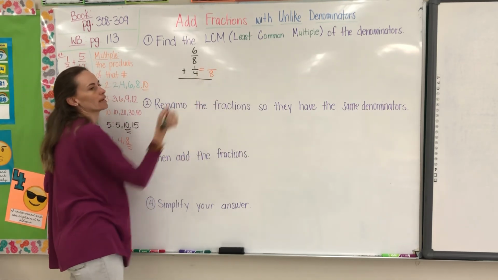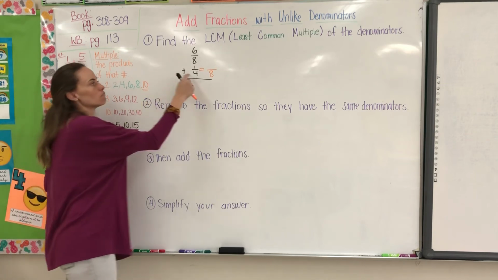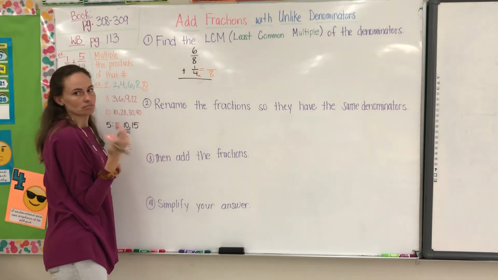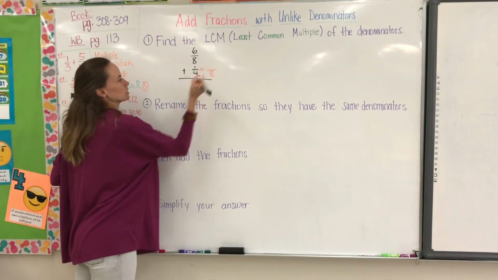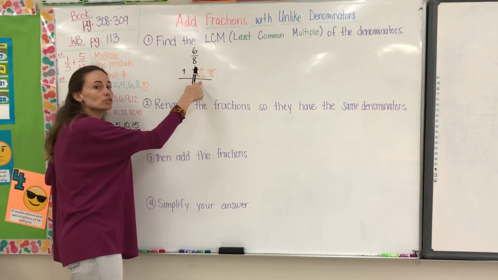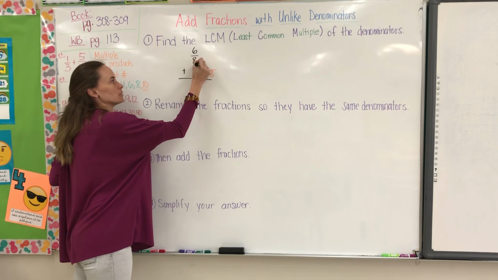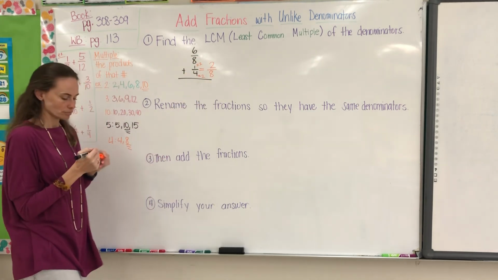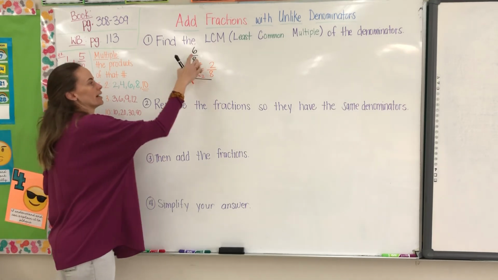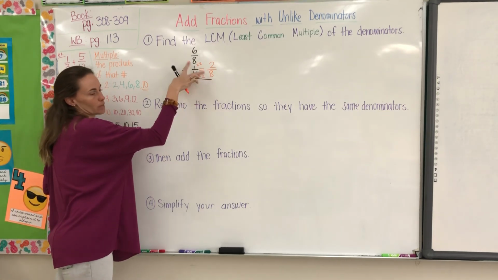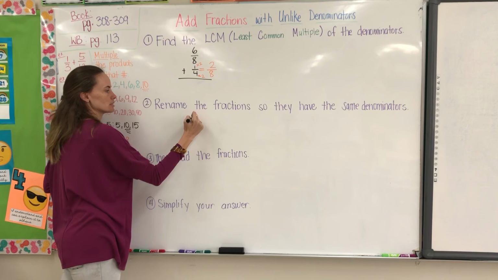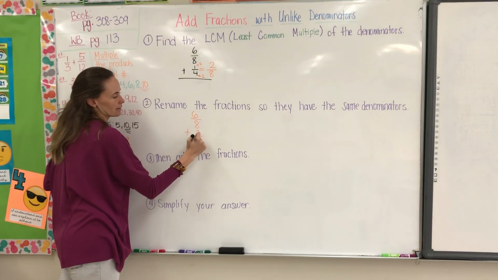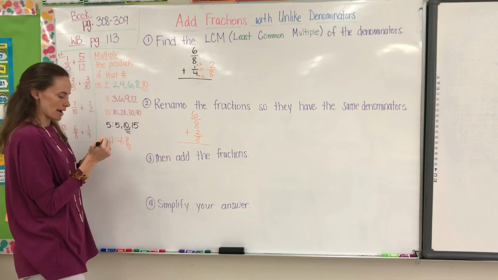We're making it into eighths. So we think, 4 times what gives me 8? 4 times 2 gives me 8. Whatever I do to the bottom, I have to do to the top. 1 times 2 gives me 2. So now I have my two fractions with the same denominator. 6/8 plus 2/8. I'm ready to add them.